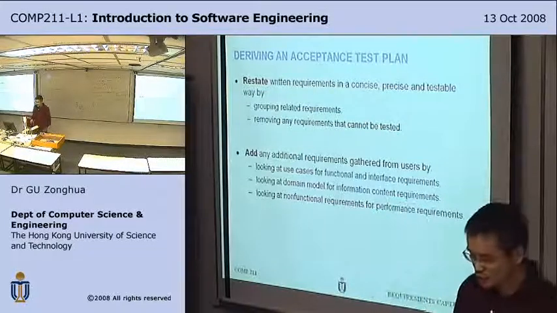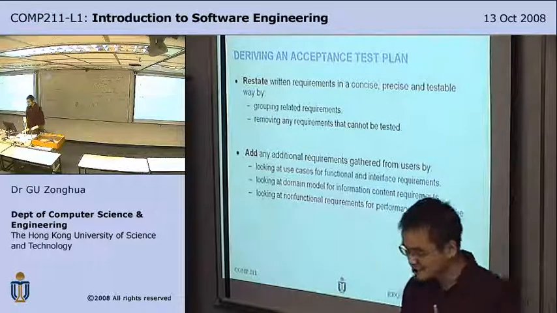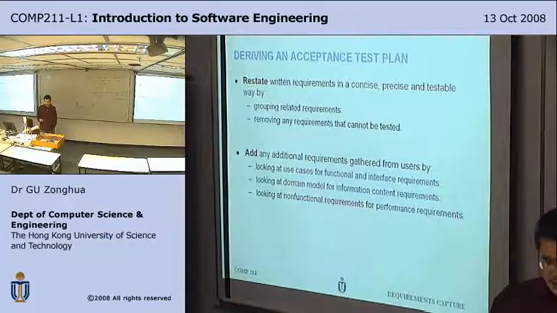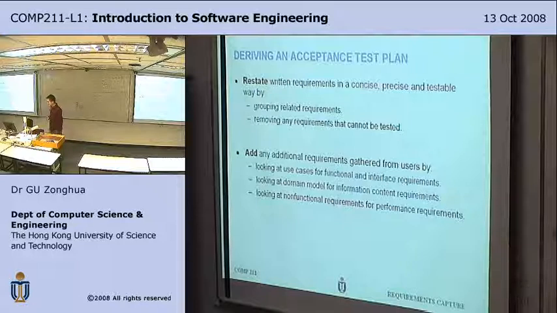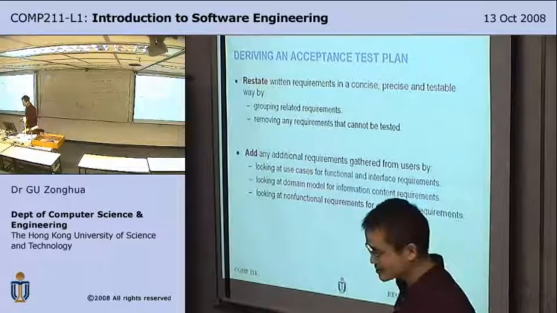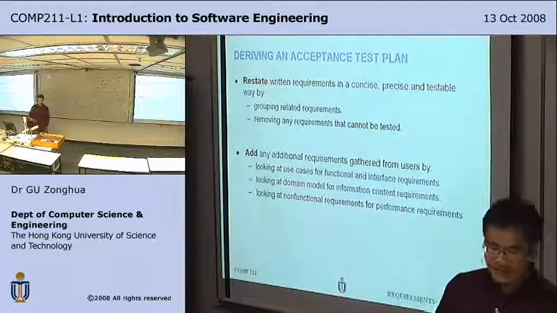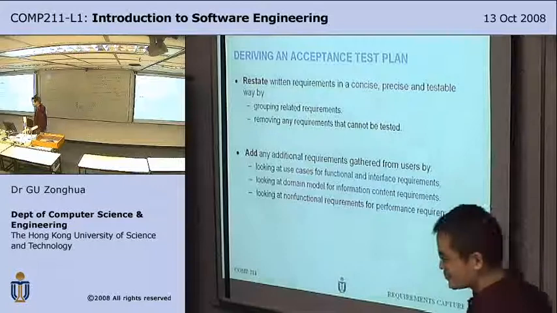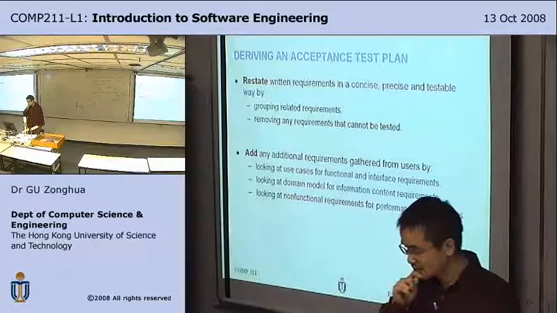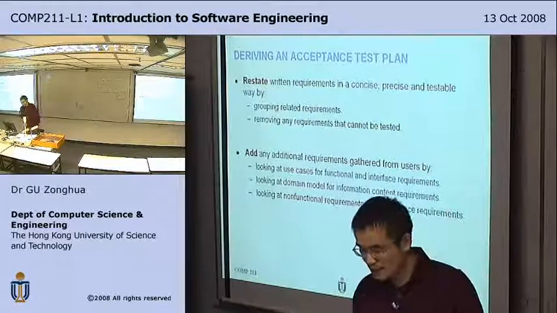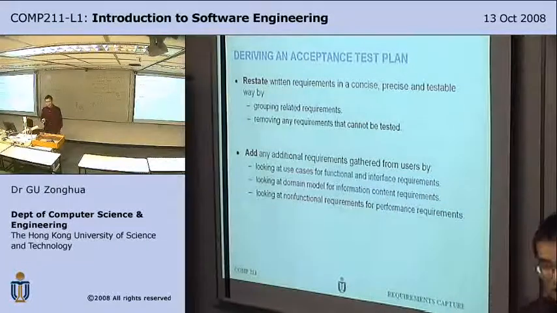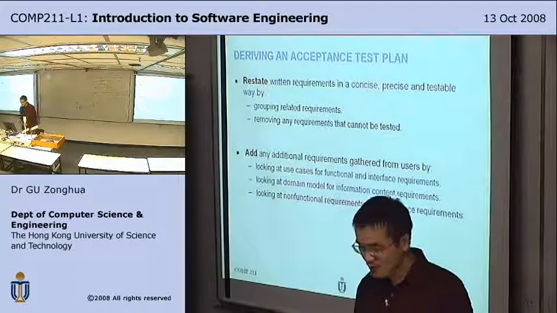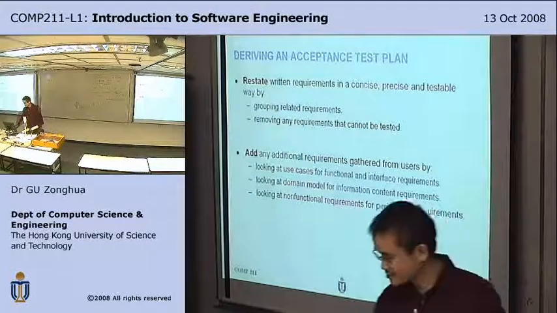Add any additional requirements gathered from the users by looking at use cases for functional and interface requirements. Domain model for information content requirements. The domain model describes the database, right? So a student cannot register for more than 4 courses. That is a domain model information content requirement. That's modeled as the multiplicity in the class diagram associations. Looking at non-functional requirements for performance requirements.